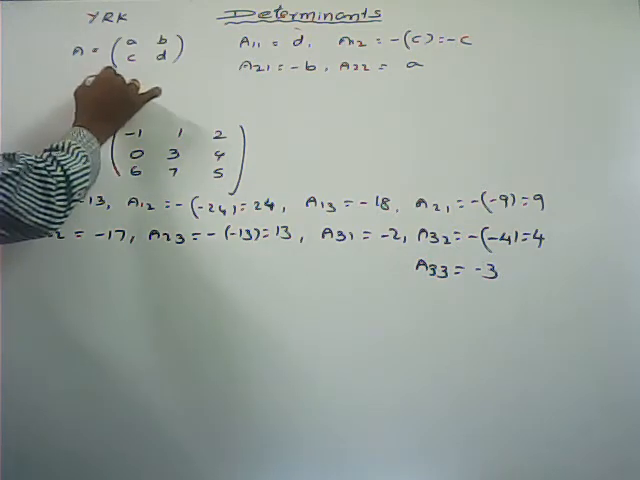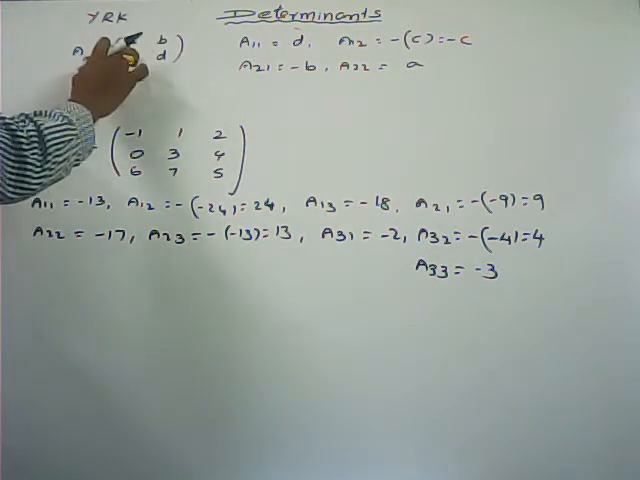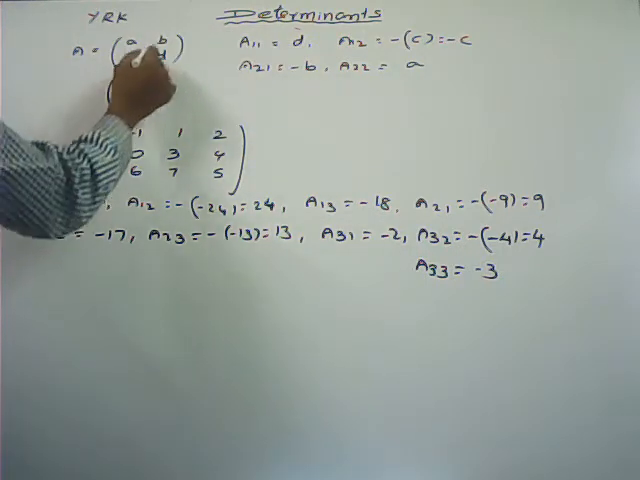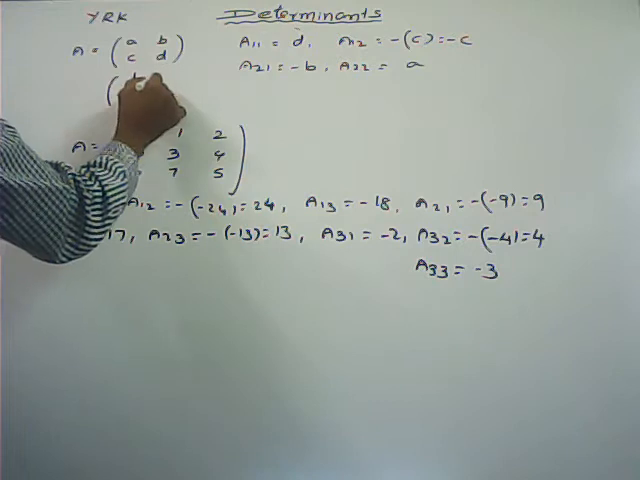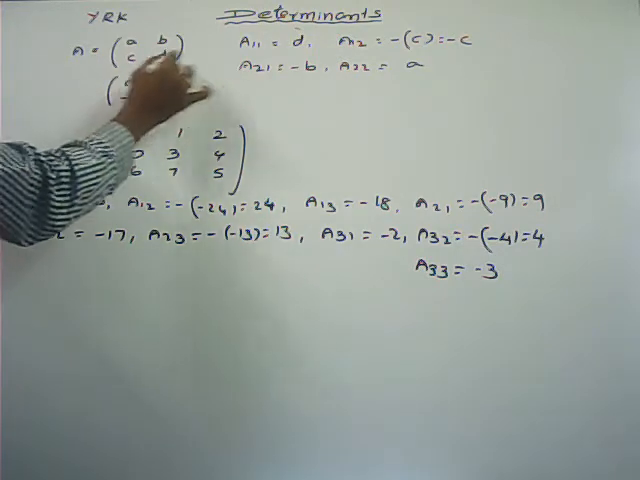So in the same way, these are the elements, and I am writing the corresponding cofactors. What is the cofactor of a? That is d. And what is the cofactor of b? That is minus c. The cofactor of c is minus b. The cofactor of d is a.